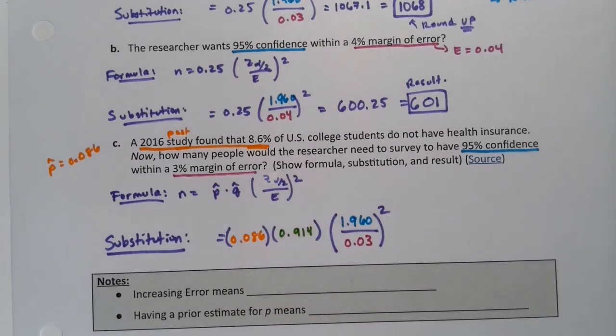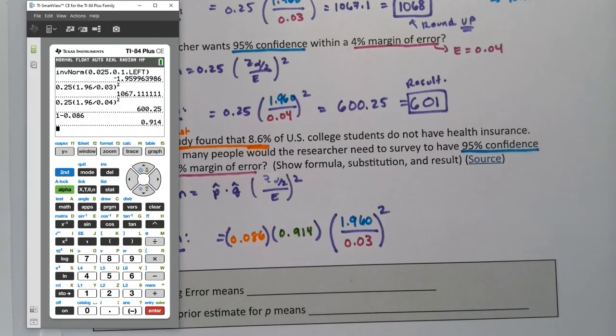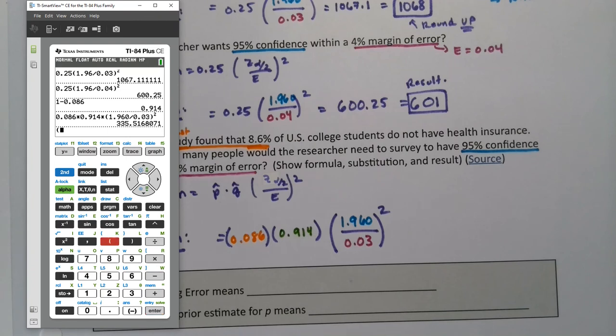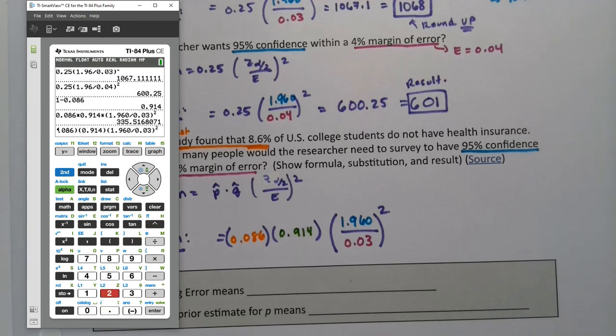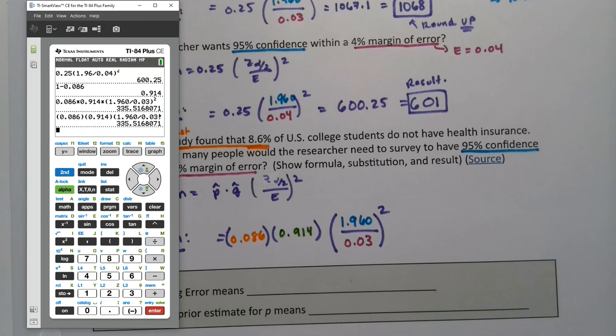And then I type all of this either in Desmos or in a calculator, right? Whatever works for you. So 0.086. If you want, you can use parentheses, but you don't have to. You can just type 0.086 times 0.914 times 1.960 divided by 0.03, close those parentheses, and square it. So it looks like that. Or if you like, you can do 0.086, close parentheses, another parentheses, 0.914, and then raise it to the 2 power. It'll get you the same answer either way.